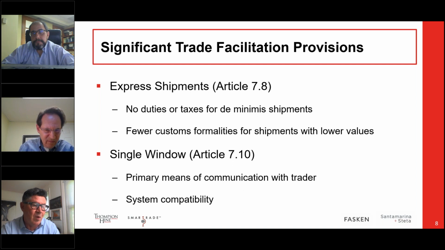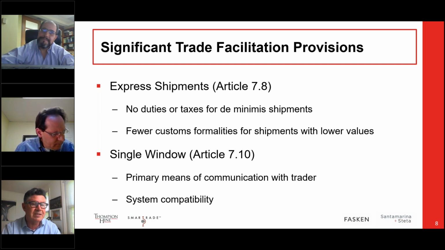A couple things to point out as well: there's no definition in the agreement on what minimum documentation is or what fewer customs formalities are. So, that's going to have to get ironed out, and we'll have to see how that develops. Alejandro, let's talk about the single window system. Let me turn it over to you.